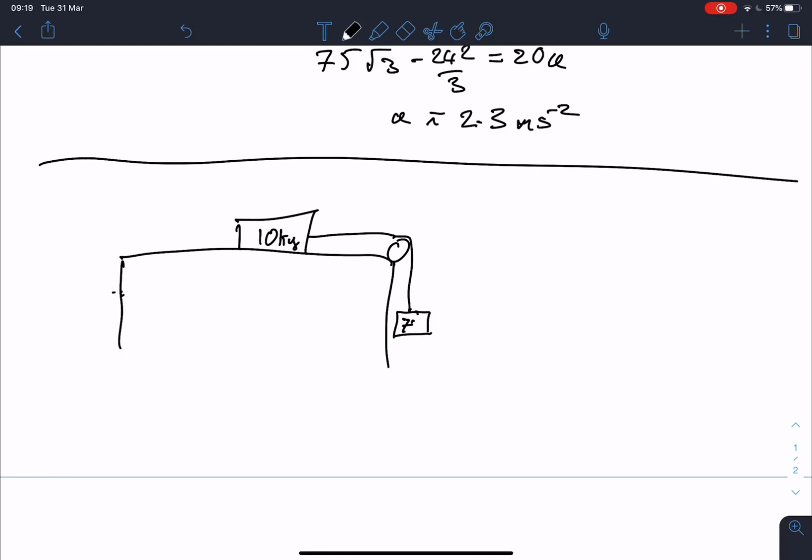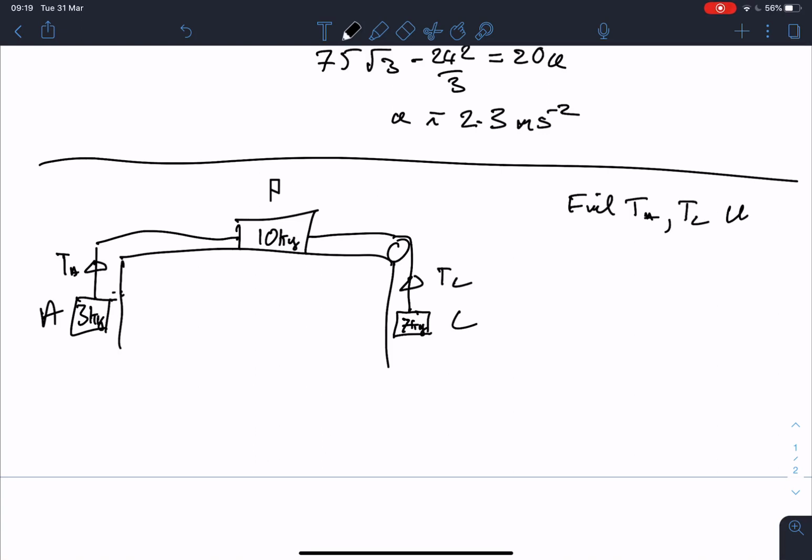Okay, second example of work we've done before. So this is our second starter question. We've got a horizontal plane that's smooth, a mass of 10 kilograms sat on the plane, connected by a light inextensible string to two other masses, one of 7 kilograms and the other one of 3 kilograms.